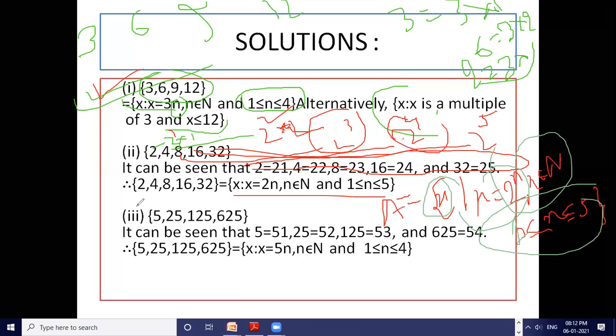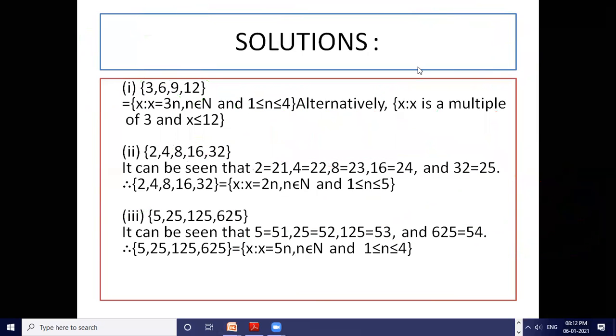Right. Similarly, please try this one. This is very simple. 5 1, 5 square, 5 cube, 5 to the power 4. So I can write like that x such that x is equal to 5 to the power n, n belongs to N, and n is from 1 to 4. Clear? Is this clear? I hope it is clear.